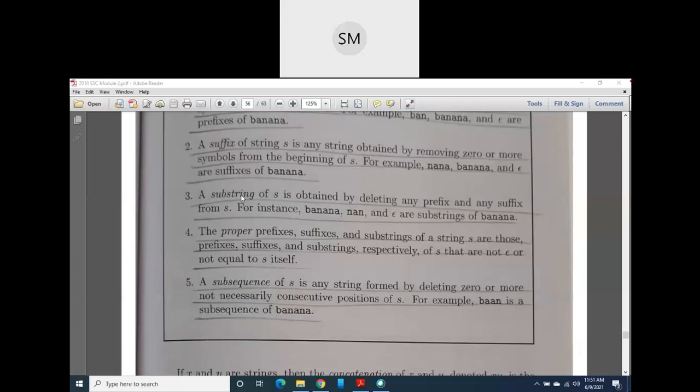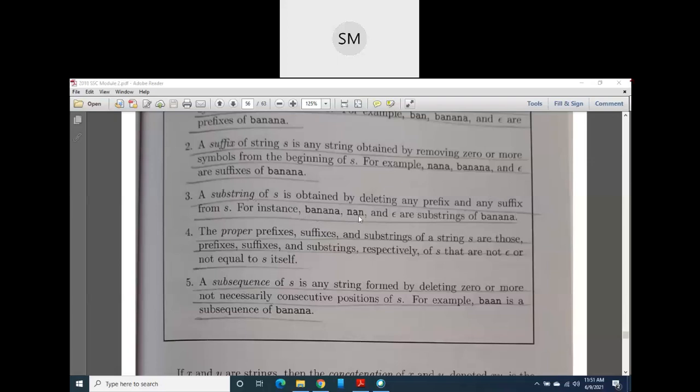Then substring. Substring means we are not deleting the characters only from the beginning or only from the end. We are deleting the characters from both the beginning as well as the end. It means we get a substring by deleting a prefix as well as a suffix, both at the beginning and the end at the same time. Then banana: you have not deleted anything from the beginning or from the end, so banana is again a substring of the string banana.